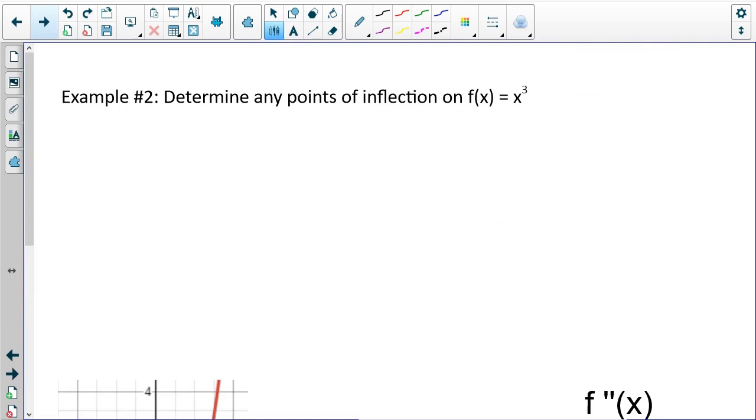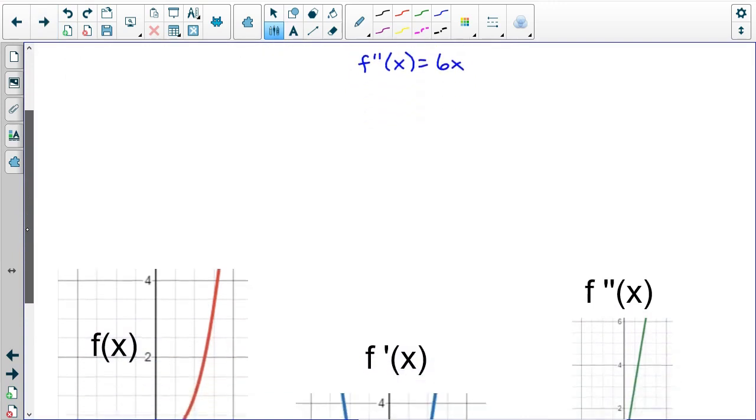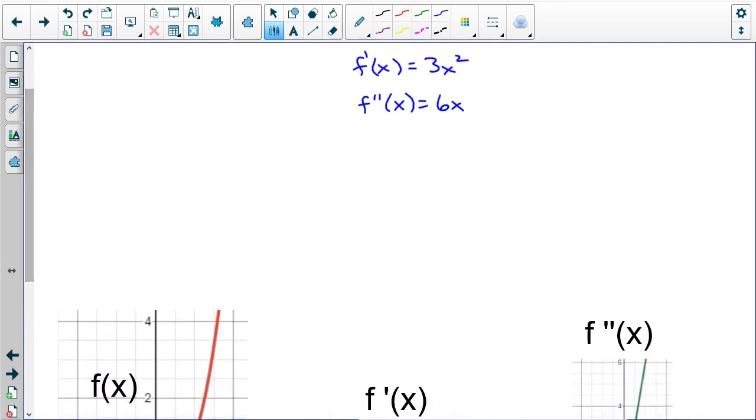Example 2, determine any points of inflection on f of x equals x cubed. I actually already did this problem, so I'm going to go through this really fast. f prime of x equals 3x squared, f double prime of x equals 6x. I already did this a few slides ago when I was talking about stationary points. But if I'm looking at this, I want f double prime of x to equal 0, and that occurs at x equals 0.